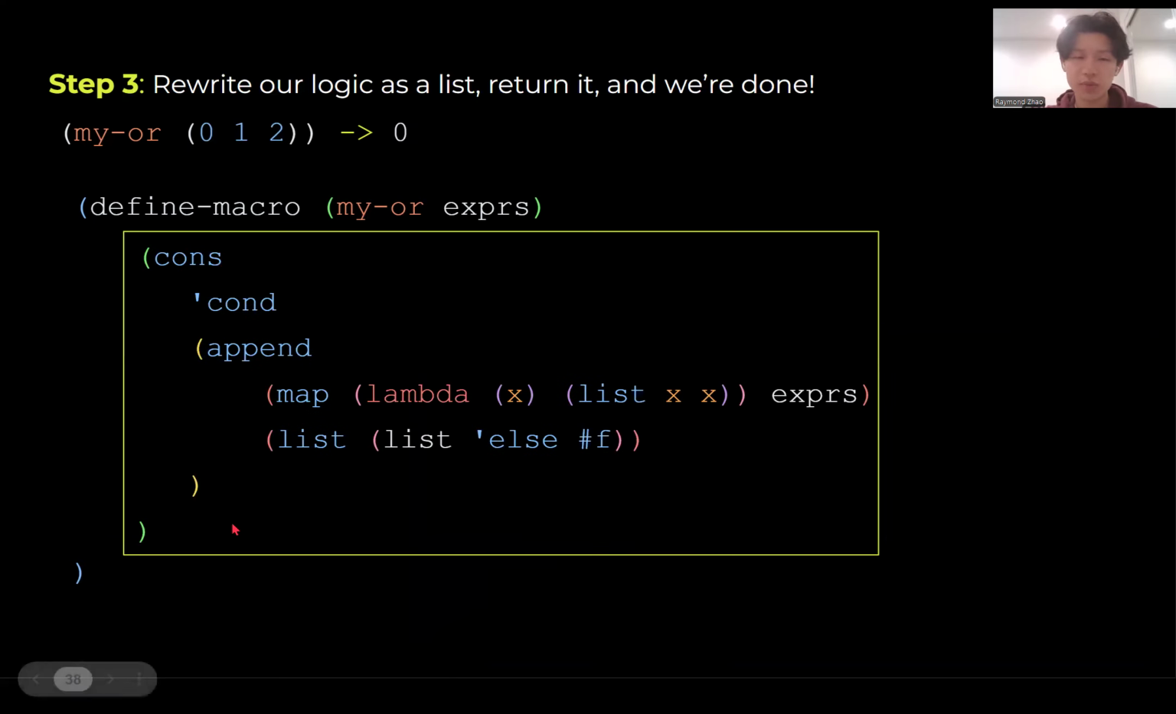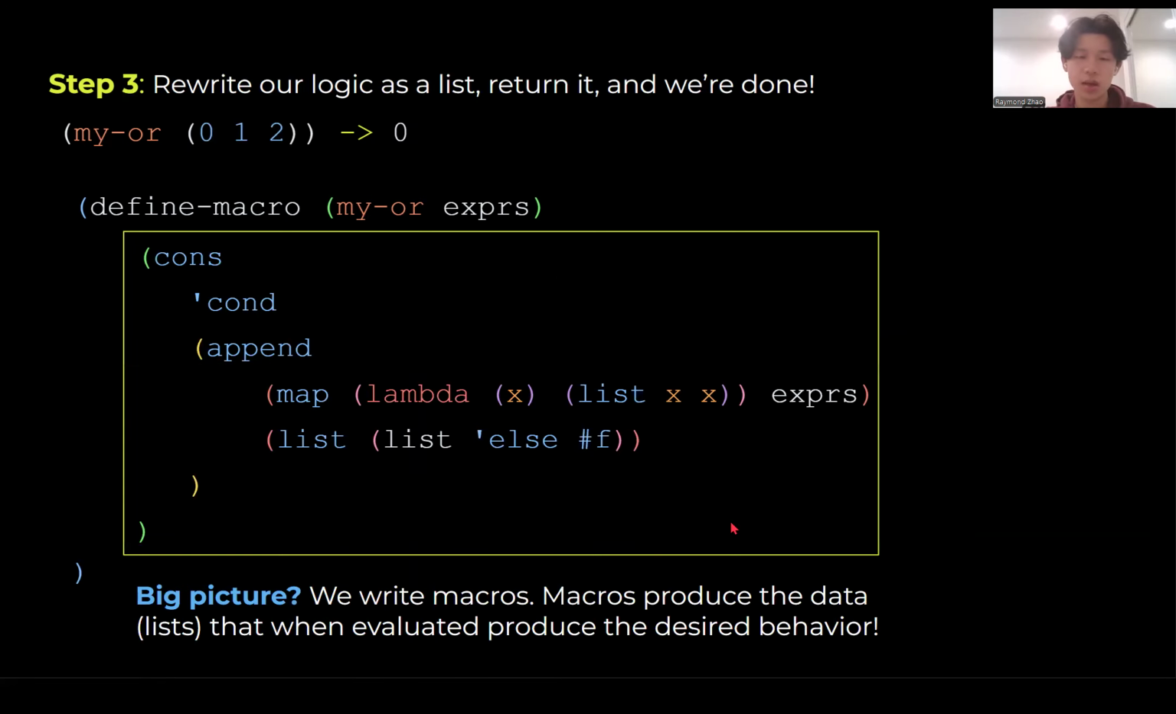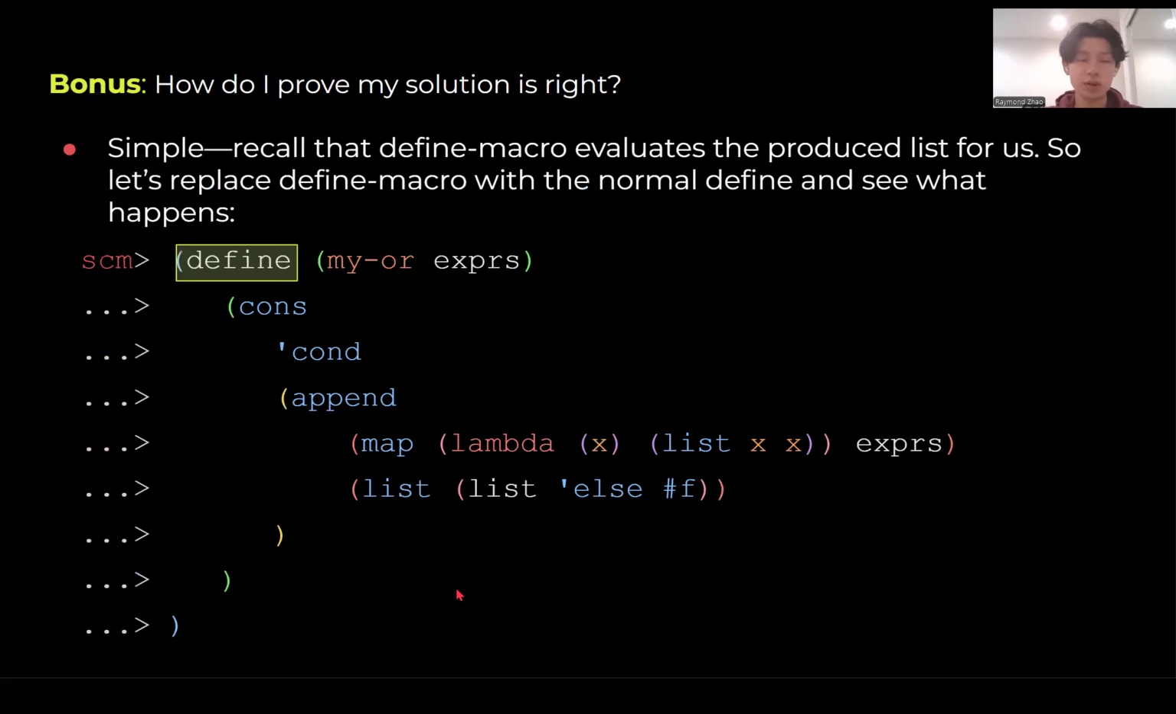So there we go. We have completed our macro. And notice I did not need any quasi quotation. So big picture, we write macros. Macros produce the data that, when evaluated, produce the desired behavior.